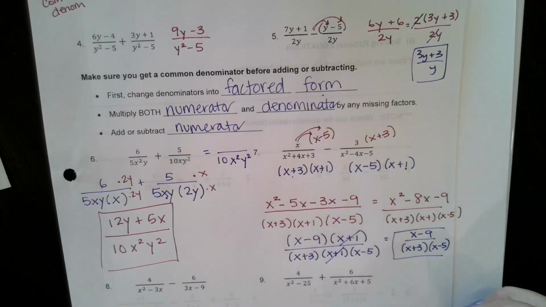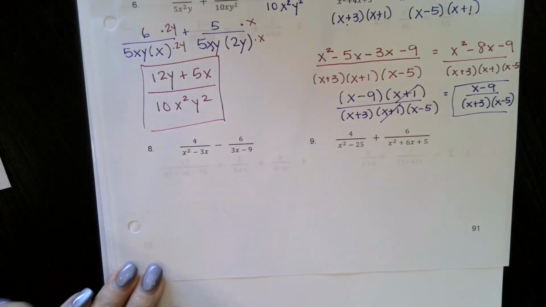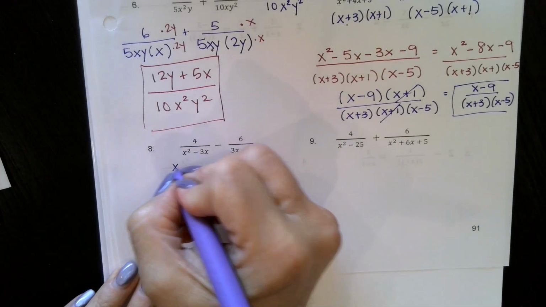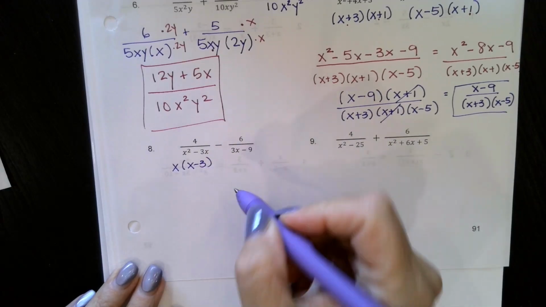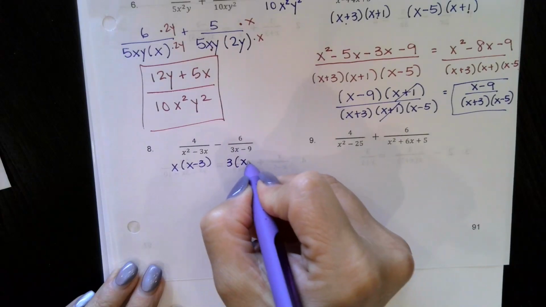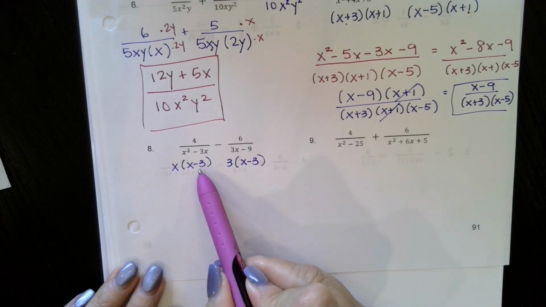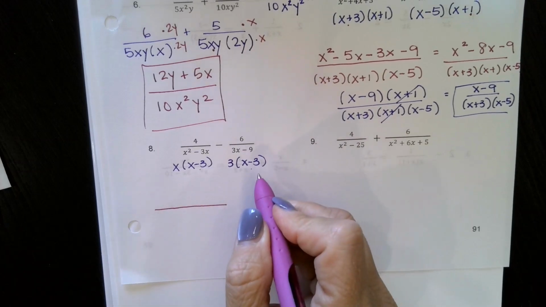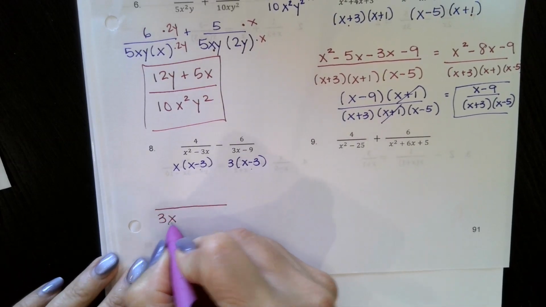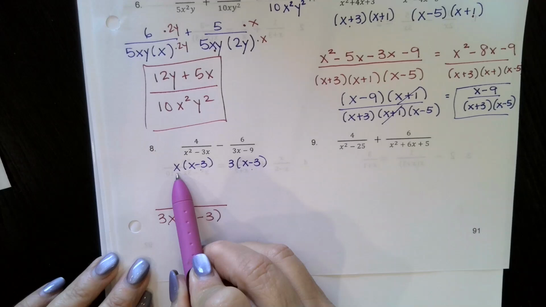All right, let's go on to these next problems that we have down here. Okay, so factored form. I'm going to factor out an x, and then I have x minus 3. So x squared minus 3x. Over here I factor out a 3, and I have x minus 3. Okay, so this is good. I see that I have an x minus 3 here and an x minus 3 here. So my common denominator is going to be 3x times x minus 3. 3 and x, and then x minus 3.